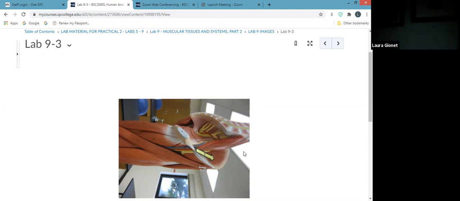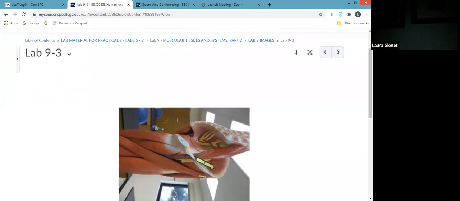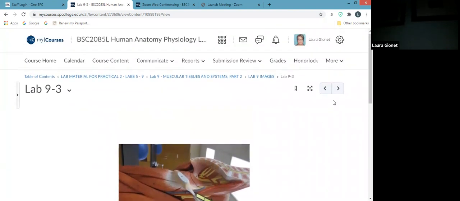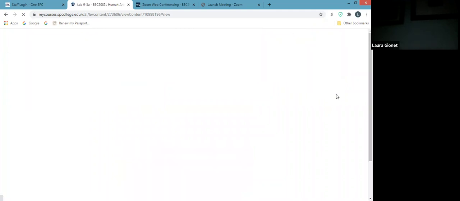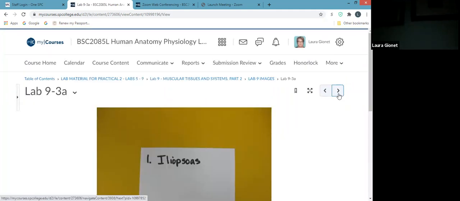And so number 1 is pointing to the iliopsoas muscle, the iliopsoas muscle. Iliopsoas.